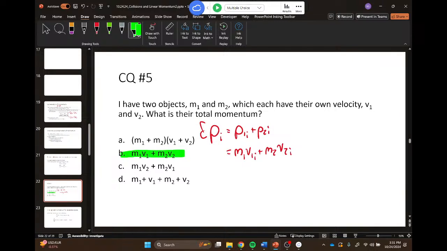Boom, there it is. Yay, you did it. You added up momentums. That's what we're doing today. And that equals whatever's at the end. So you just set up your problem. What do I start with? What do I end with? Add up all the ones at the beginning equals all the ones at the end.